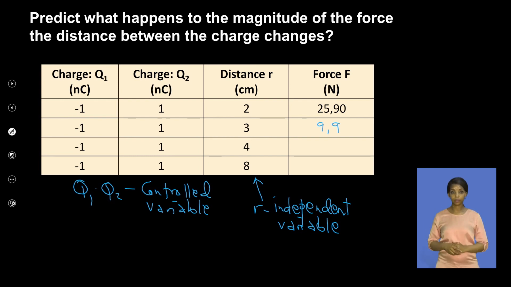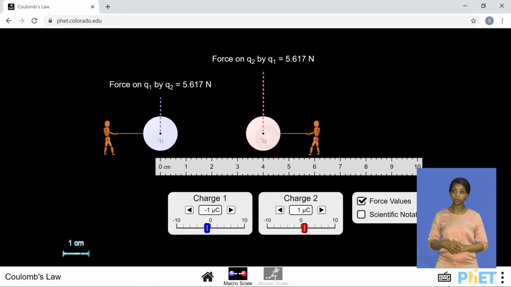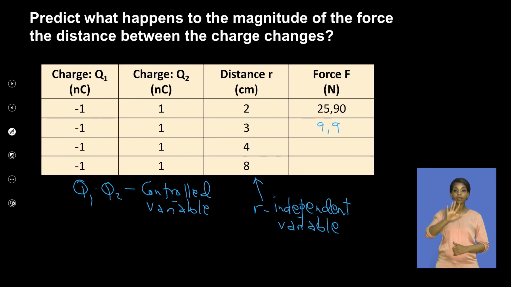What if we make the distance 4 centimeters? Let's see what happens. Okay, if we go back to the simulation, now the distance must be 4 centimeters. I think we can almost predict. Now it's 5,617, okay? We go back, 5,617, newtons. I think you can immediately pick up the trend. The greater the distance between the charges, the lesser the force becomes, okay? Are we on to something?